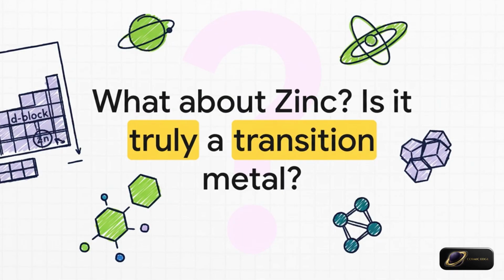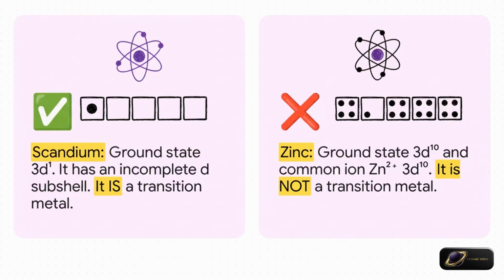And right away, that definition throws us a classic chemistry curveball. Take a look at zinc, all the way over in group 12. I mean, it's in the D block, right? It's in the neighborhood, but does it actually follow the rule? Is it really a transition metal? So let's break this down.